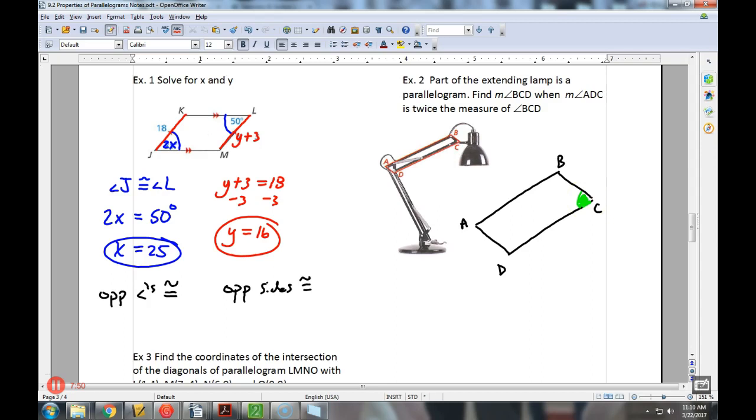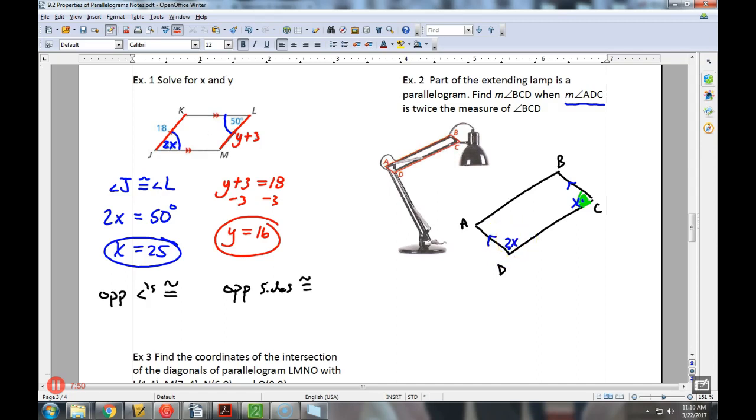If ADC, so ADC is this angle right here. That angle is twice BCD. All right, so angle ADC is twice as big. Now one other thing is, since this is a parallelogram, and these two angles are not opposite angles, they're consecutive angles, they're right next to each other. I know that they have to add up to 180. So let's call this one X, that's what we're after. We're trying to find X. And if they tell me angle ADC is twice as big, I can represent that as 2X.